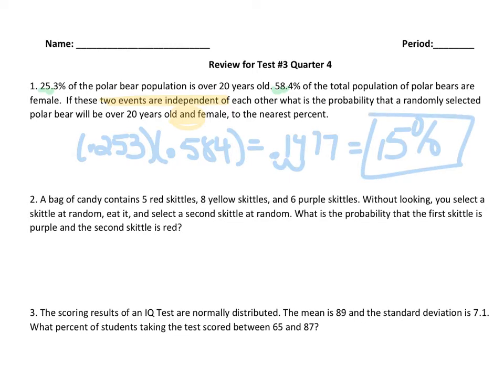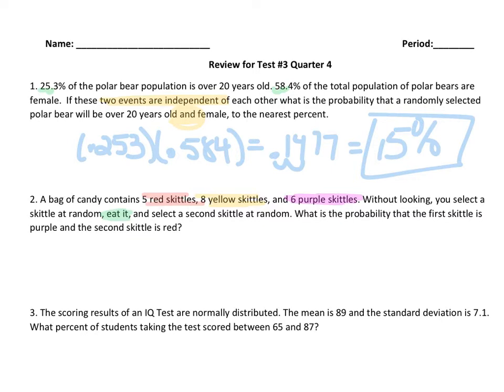The next question says a bag of candy contains 5 red Skittles, 8 yellow Skittles, and 6 purple Skittles. Okay, so without looking, you select a Skittle at random, you eat it. Now this eat it thing is really important because that means you're not putting it back in the bag. Then you select the second Skittle. What's the probability that the first Skittle you choose is purple and the second is red?